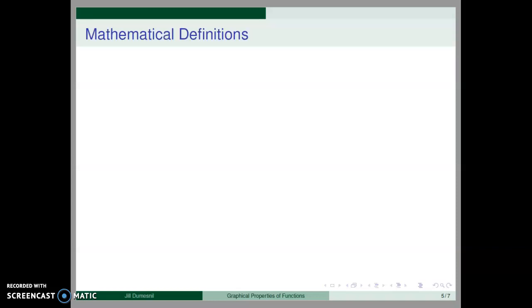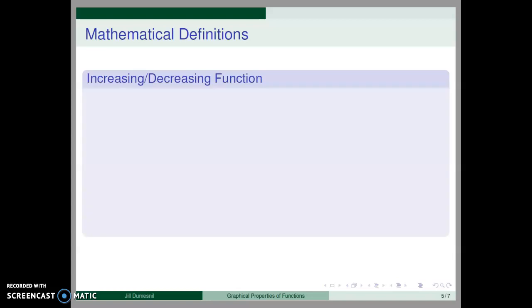It's worth discussing the mathematical definitions for these concepts. Mathematicians use a very precise and particular language to ensure that there is no room for misinterpretation of the concepts. Learning to read and interpret this language is essential to understanding mathematics. We will start with definitions of increasing and decreasing functions.